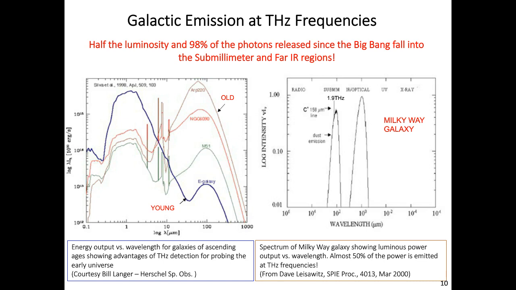But as galaxies age, or as we go back further and further in time and see greater and greater redshifts, the energy from those early galaxies really peaks in this frequency range around 100 microns. So if we're interested in probing the very earliest ages of the universe, we really have to work in this frequency range out in the terahertz regime.